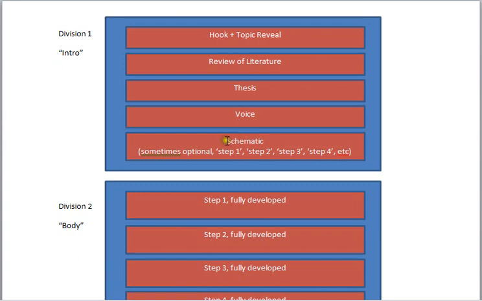The schematic sometimes is not there. It's not there in published work, but sometimes it is. I would say it's about 50-50. Now, a schematic is a paragraph or two or three where the author takes the time and says, this is how I'm going to organize the rest of the paper. My thesis is this. It's unique to me in this way. And in the following pages, I'm going to outline it this way.